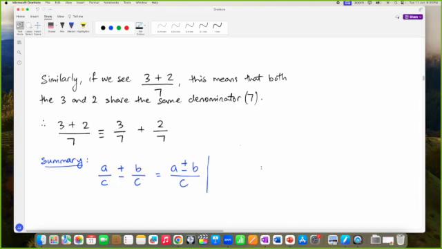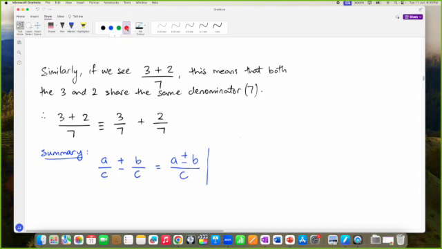Now similarly, remember this thing I had the brackets around? 3 plus 2 over 7. If you see this, then this means that both the 3 and the 2 share the same denominator, 7. So if you see 3 plus 2 over 7, right? That is saying that you have two fractions over the same denominator.